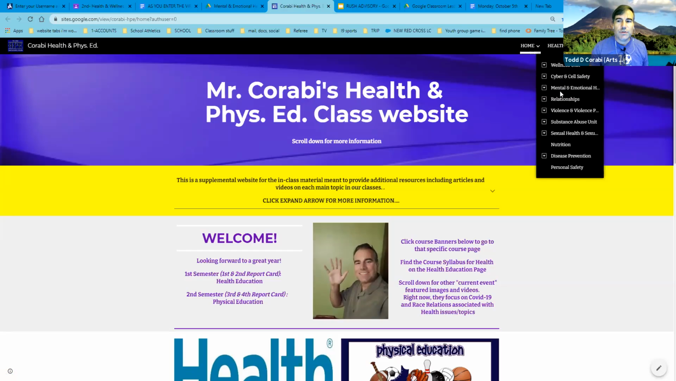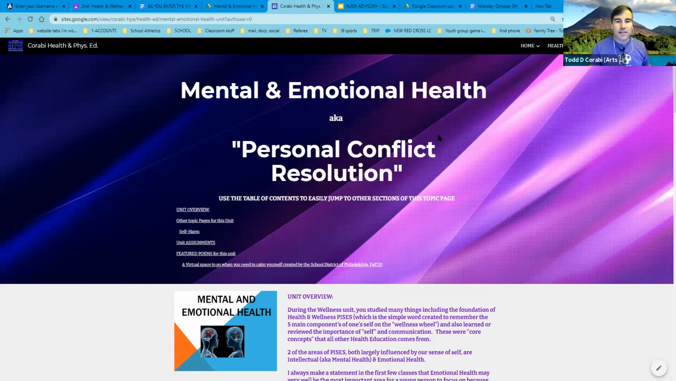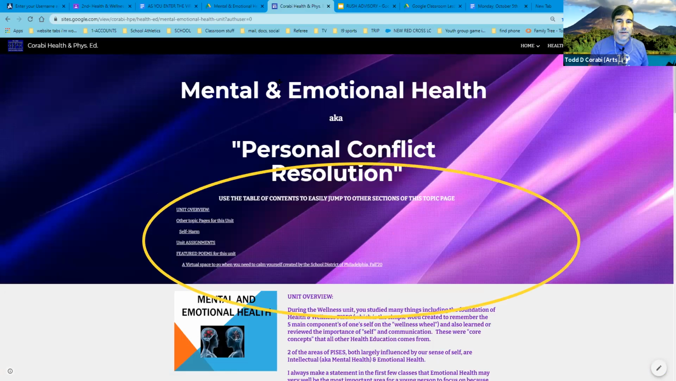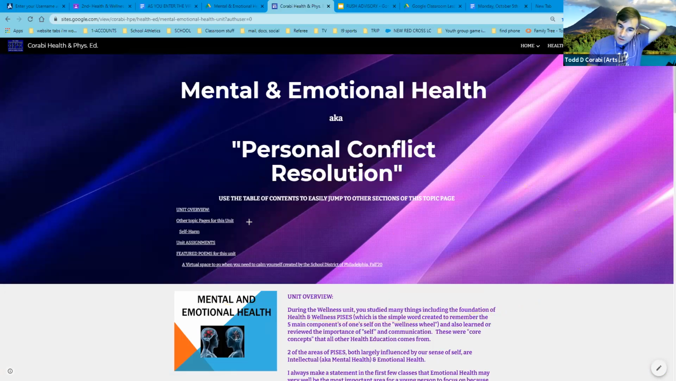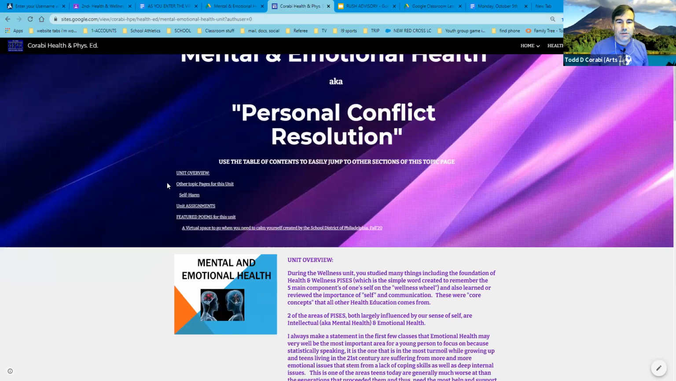Our current new unit is mental and emotional health. So to click on the main unit, you click right on it, and it takes you to the main unit page. Once you're on the main unit page, up at the top here, and I'll annotate that with a circle so you can see, there's a table of contents. The table of contents will allow you to jump to different sections of this page.